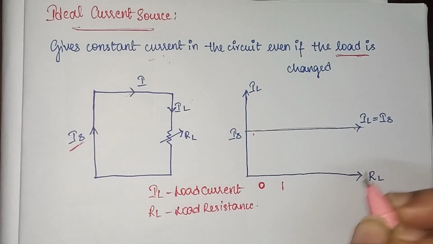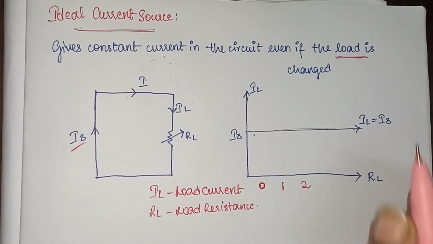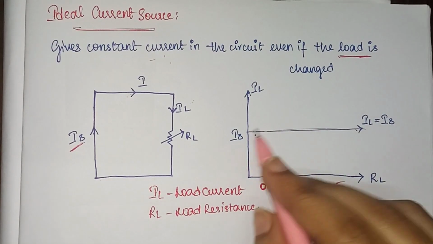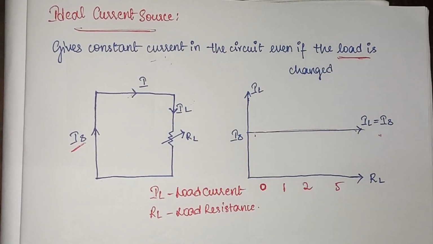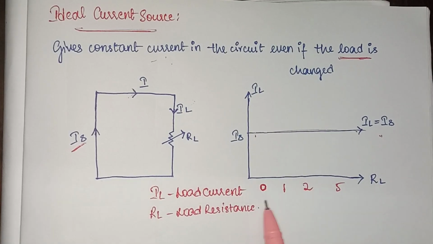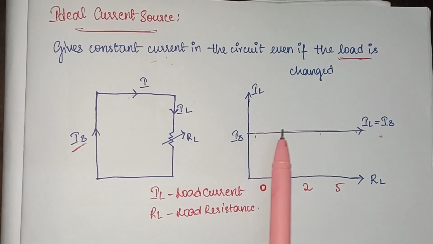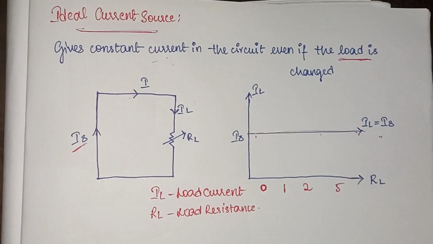If I change it to 1, the current will be constant, there will be no change. If I change it to 2, the current will be constant. If I change it to 5, the current will be constant. So in this particular concept, he is trying to explain that if you give any change in the load value, the current will not change. It will be constant. So we can derive it in this way.